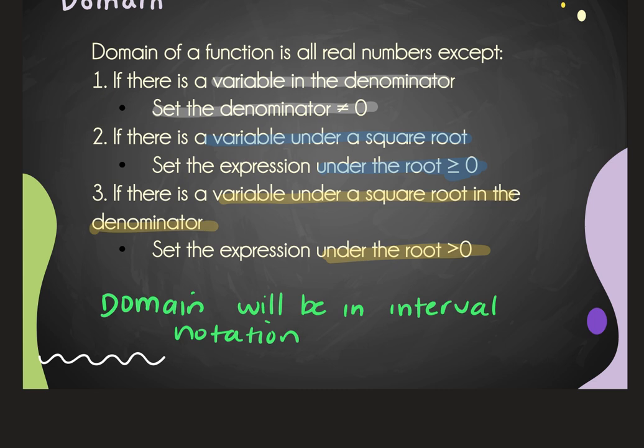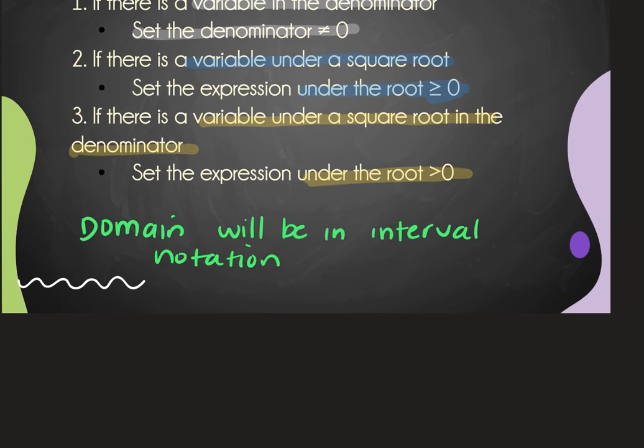But let's say, because it's not going to show up in the examples, my function was just x squared plus 3x. In that example, is there a variable in the denominator? No. Is there a variable under a square root? No. Is there a variable under a square root in the denominator? No. So what would be the domain of this function? All real numbers. And the way we display all real numbers in interval notation is negative infinity to positive infinity. So interval notation takes your limitations and instead of saying what x can't be, it says what x can be. If it's all real numbers, then x can be anything from negative infinity to positive infinity.